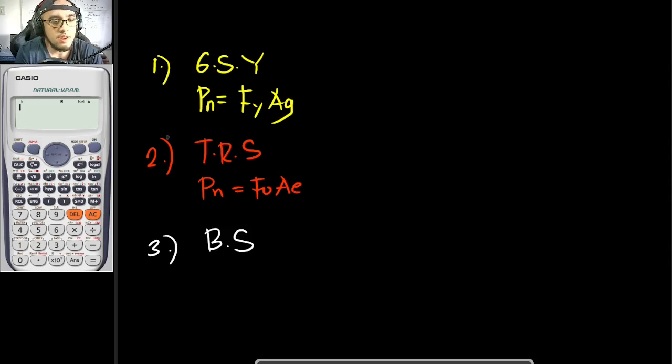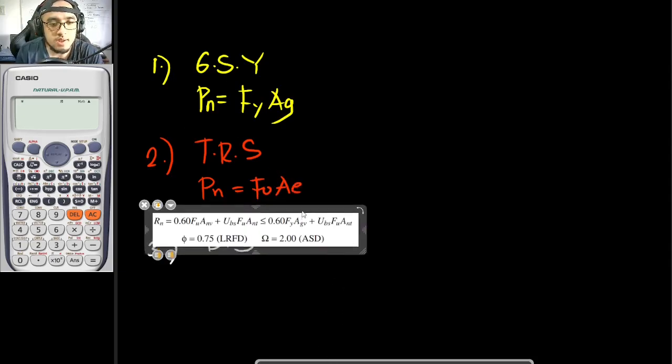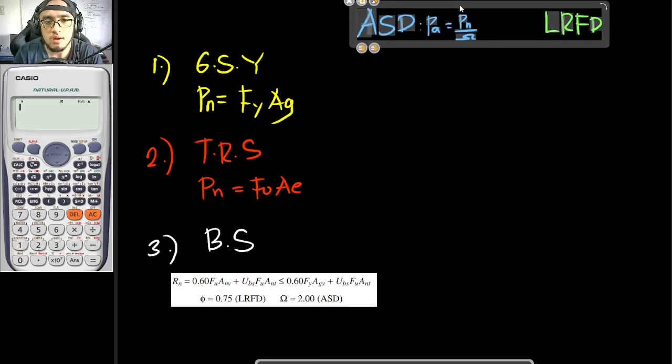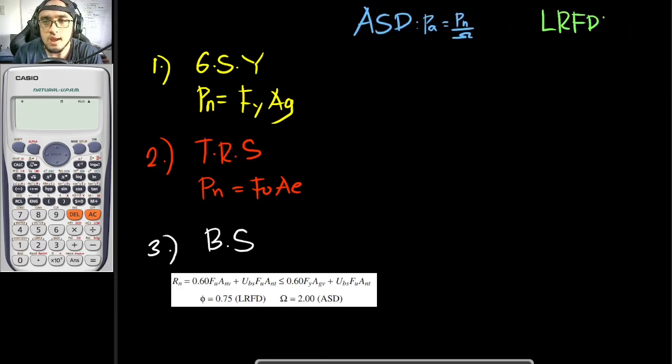effective area. And for our block shear, since it is very long, I would just paste it here. So this is the formula for your block shear. Let's say this is for ASD, and this is for LRFD. Once again, for your ASD, Pa is equal to Pn over omega. And for your LRFD, I would just write it here since you don't have any space. So for your LRFD, Pu is equal to phi Pn.